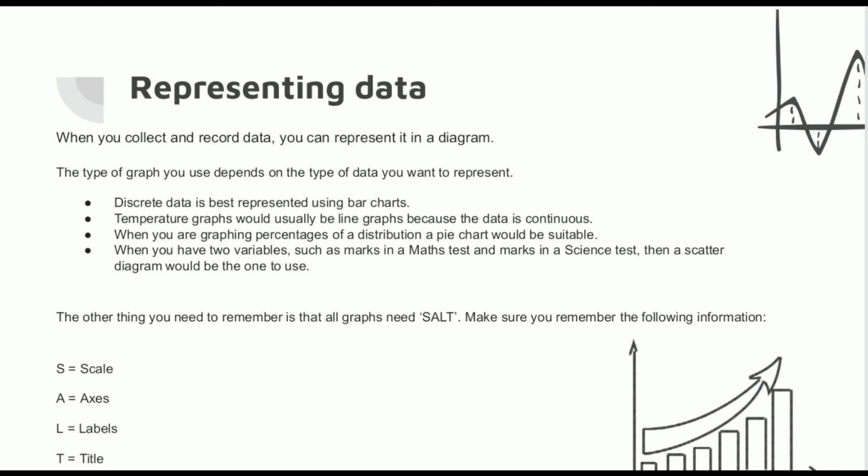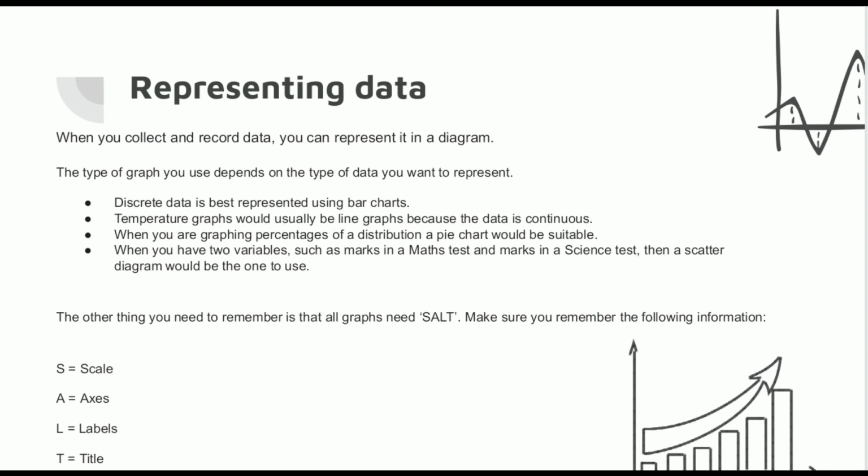When you are graphing percentages of a distribution, a pie chart would be suitable because a pie chart is all about percentages. How about when you have two variables, such as the marks in a maths test and the marks in a science test? Then a scatter diagram could be used. Alright, so different information is represented on different graphs. So it's very good to know that.